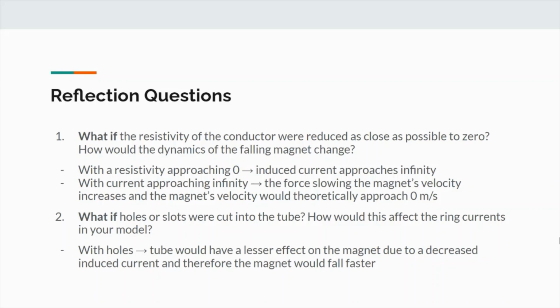Now, what if holes or slots were cut into the tube, and how would this affect the ring currents in your model? With holes, the tube would have a lesser effect on the magnet due to a decreased induced current, and therefore the magnet would fall faster.